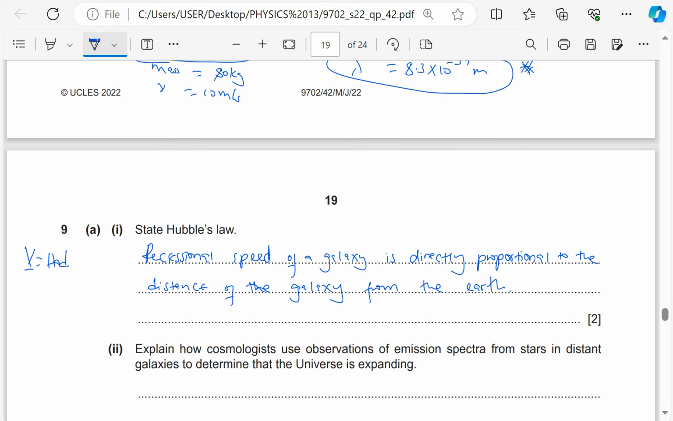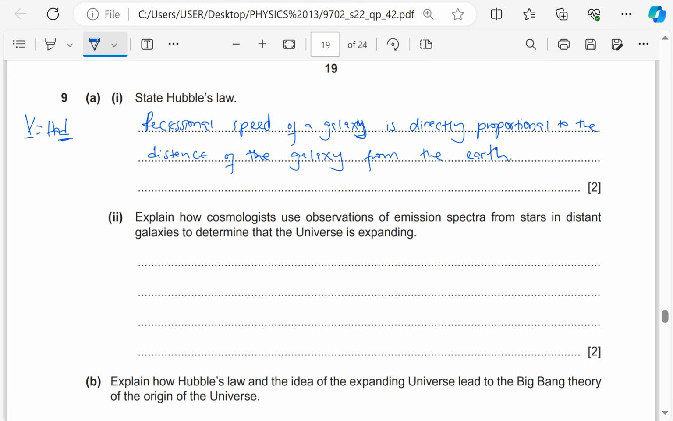So V is directly proportional to d. The recessional speed of the galaxy is directly proportional to the distance of the galaxy from the Earth. Because observations are taken from the Earth, that's why we say distance from the Earth. And also, this only applies to distant galaxies, not for any object in our own galaxy.